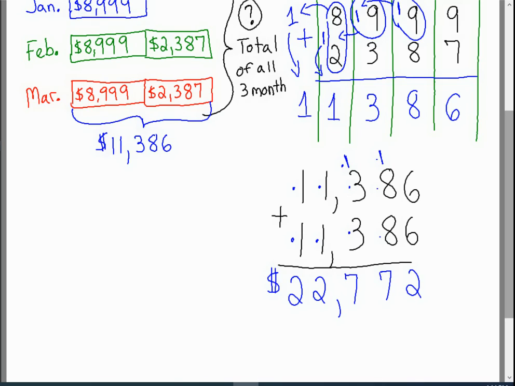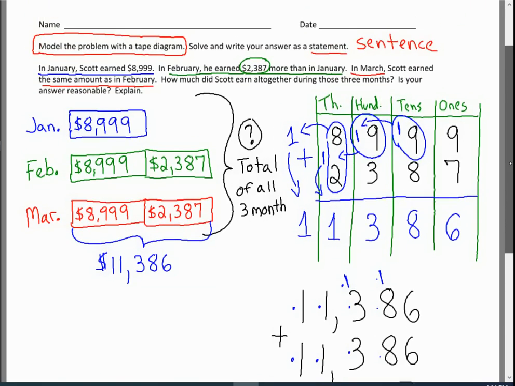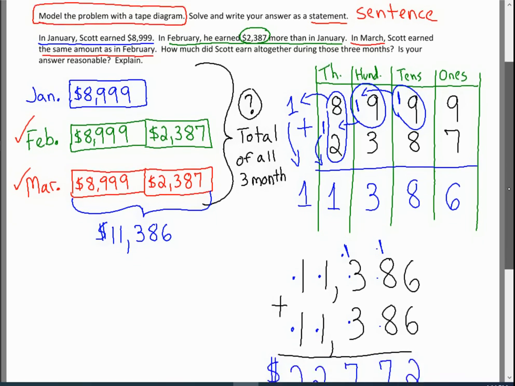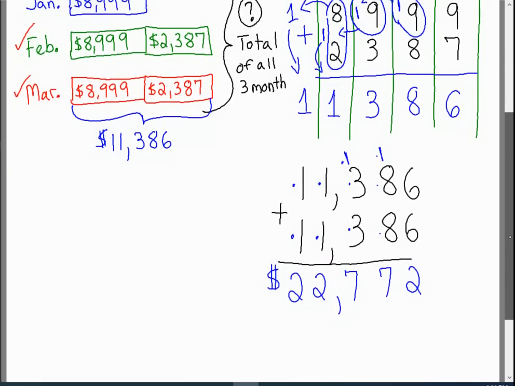Am I done? Well, see, I added February and I added March. I didn't add January yet, so notice how I'm using little check marks. So I need to add January to that.